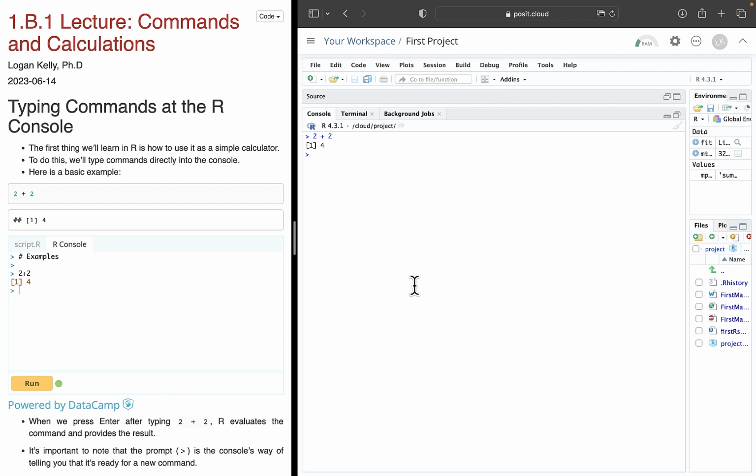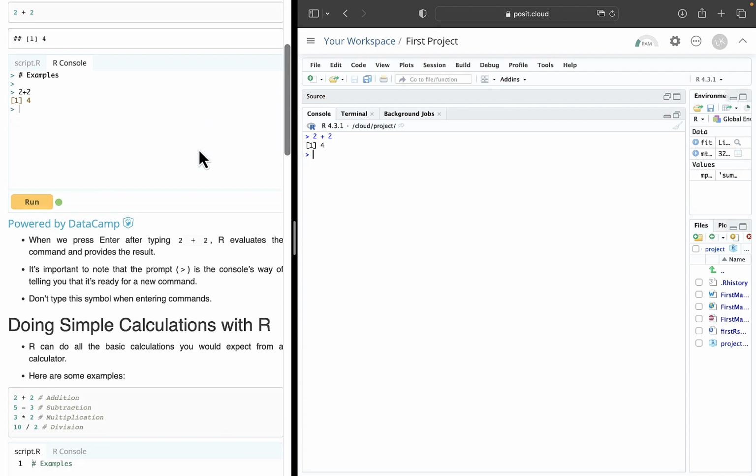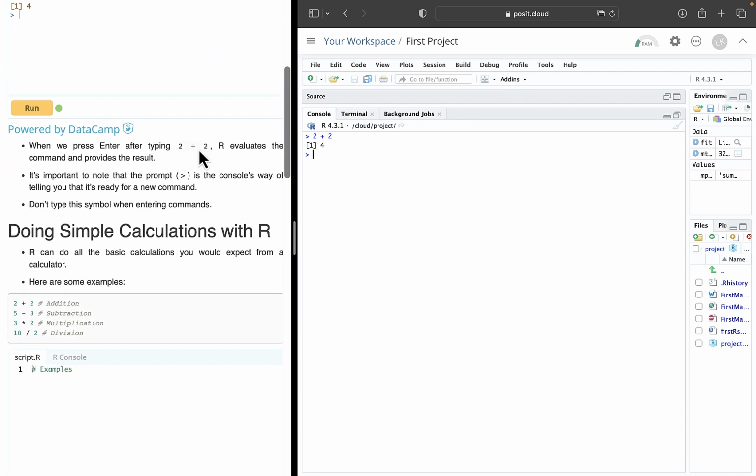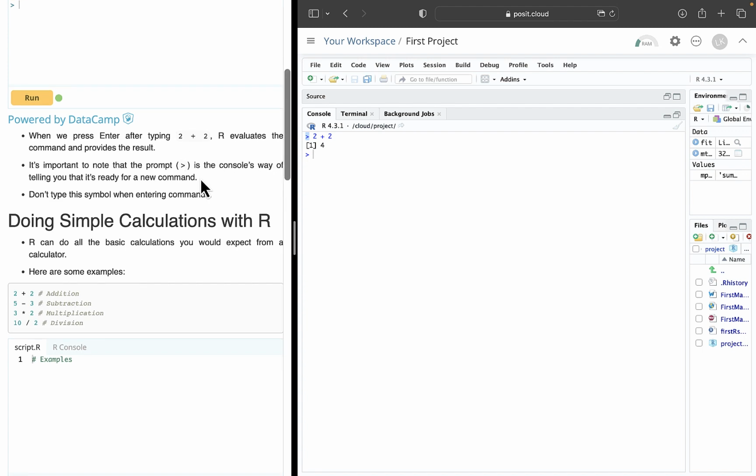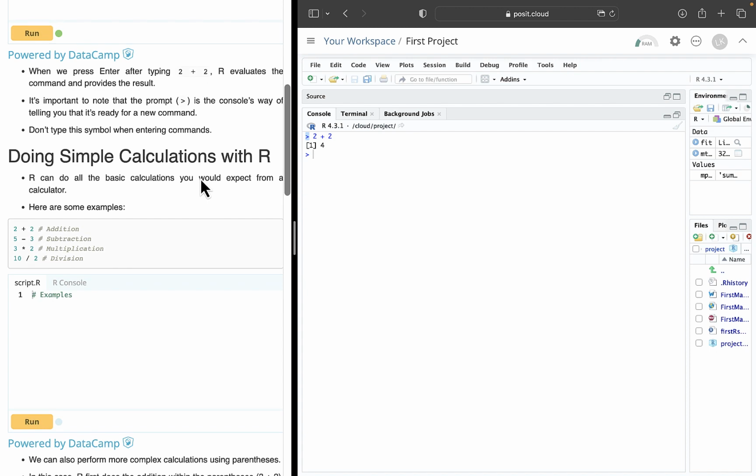But let's stick to our RStudio for right now. And let's keep going. So 2 plus 2, that's really simple. We know how to do that. It's important to note that in the book and sometimes in the notes, you're going to see this little greater than symbol, a little arrow looking thing. Basically, that's saying this is one line of code or one line of output. You don't need to type that. If it's there, it's there. If it's not, don't worry about it. So don't type that when entering commands.